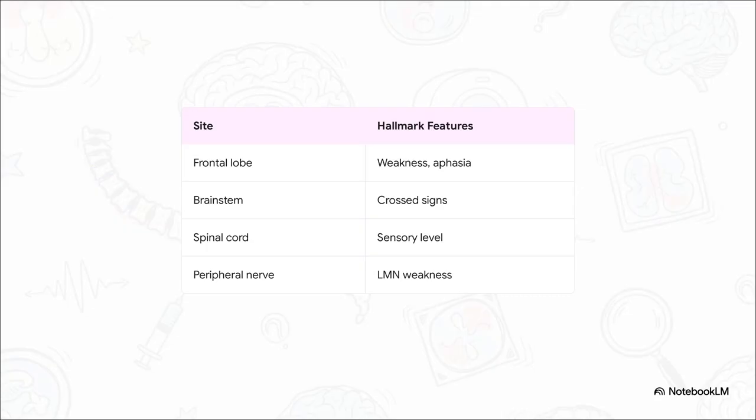And as you can see, specific physical clues map instantly to exact anatomical sites. For example, if a patient has contralateral weakness and expressive aphasia, boom, we immediately suspect the frontal lobe. Cross signs, like a cranial nerve palsy on one side paired with limb deficits on the other, point us straight to the brainstem. But let's look at the spinal cord. This is key. If you see a distinct sensory level, bilateral weakness, and sphincter dysfunction altogether, we know for sure the cord is involved and we've got to act incredibly fast.